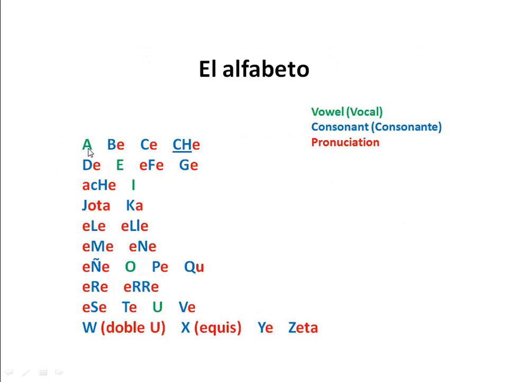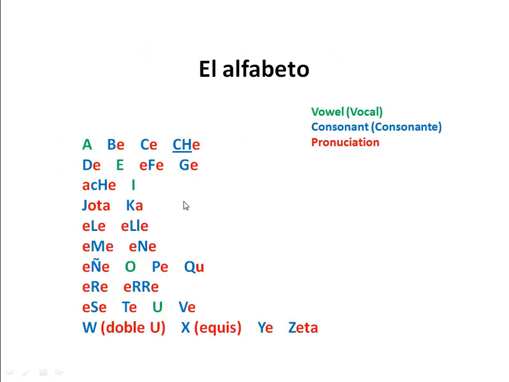So to repeat, the actual letters are in either green or blue. If it's in green or blue, that is the letter that you would write. The red is just to help you with how to pronounce them, how to say the letters in Spanish. In English, we say A, B, C, D. In Spanish, you say A, B, C, Ch, D. Okay? So that's what that is.